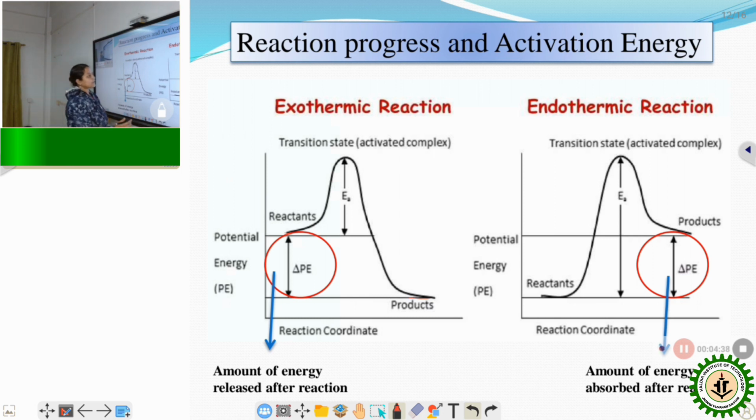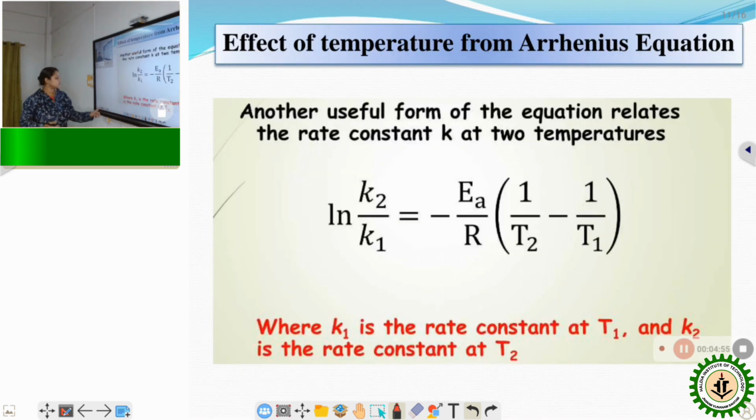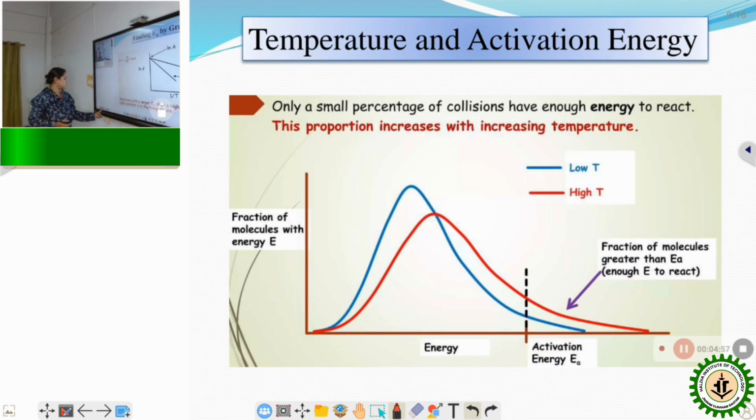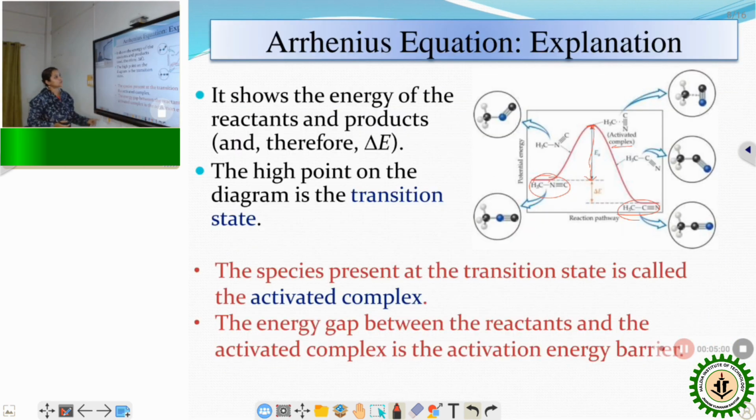Whereas if we see that the energy of the product molecule is high compared to the reactant molecule, then the reaction process will absorb some amount of energy, and those reactions are called endothermic reactions. So the Arrhenius equation is explaining to us the concept of exothermic and endothermic reactions.